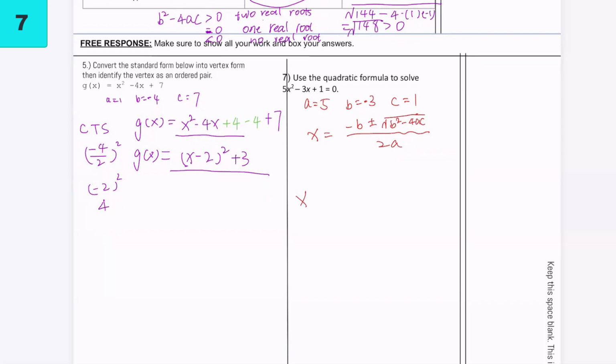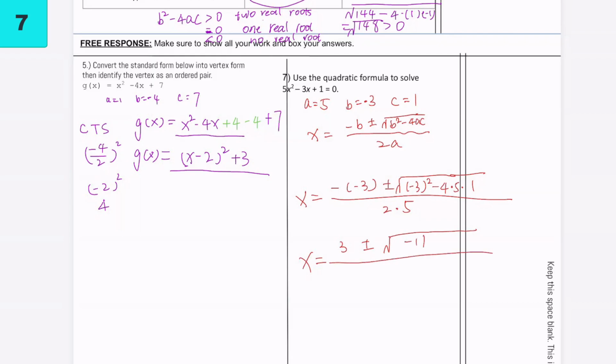And you put those values into the formula. So then you get x is equal to minus (-3) plus or minus square root of (-3) squared minus 4 times 5 times 1, over 2 times 5. So this is x is equal to 3, plus or minus square root of 9 minus 4 times 5, which is 20, right? So it's minus 11, and all over 10.